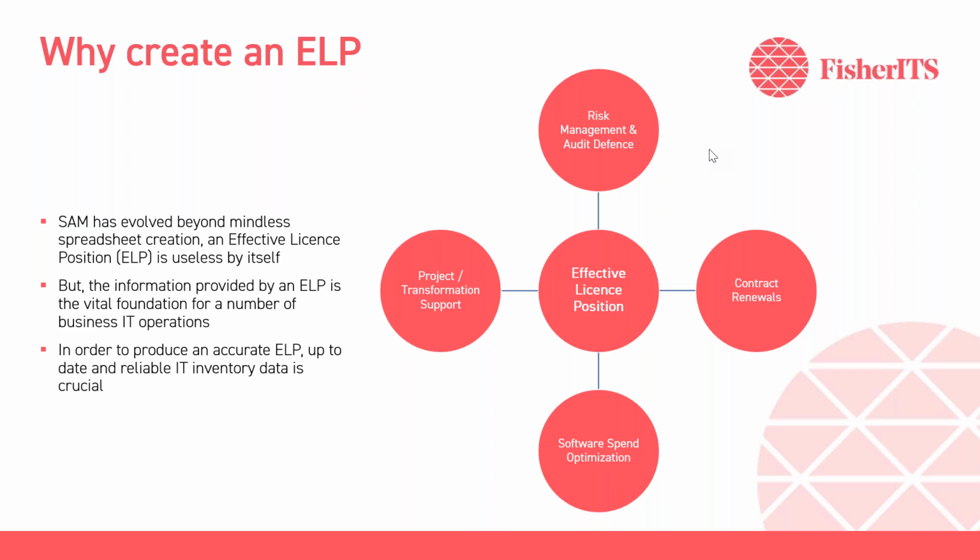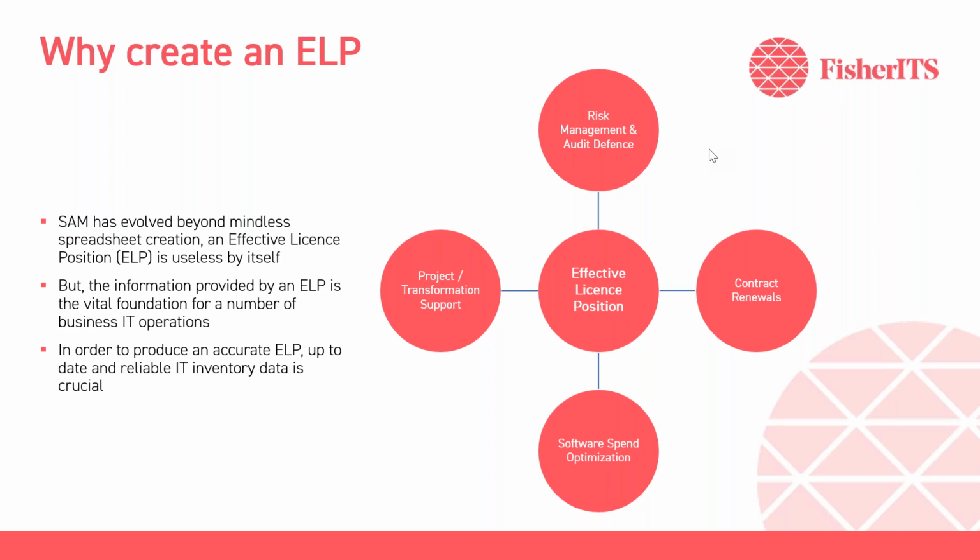So the main topic is: what is an ELP? How do you get to an effective license position specifically? That's what it stands for. And then also, how can we use Lansweeper to get there?